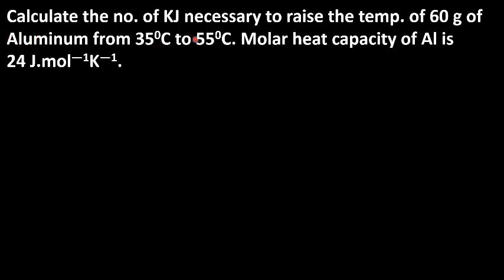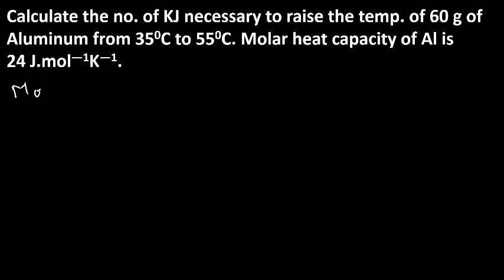Calculate the number of kilojoules of heat necessary to raise the temperature of 60 gram of aluminum from 35 degrees centigrade to 55 degrees centigrade. Molar heat capacity of aluminum is 24 joule mole minus 1 K minus 1. Here, molar heat capacity means amount of heat required to raise the temperature of 1 mole of the substance. Here, the mass of the substance is given in grams, whereas molar heat capacity information is given. Therefore, we have to convert this mass in terms of moles.